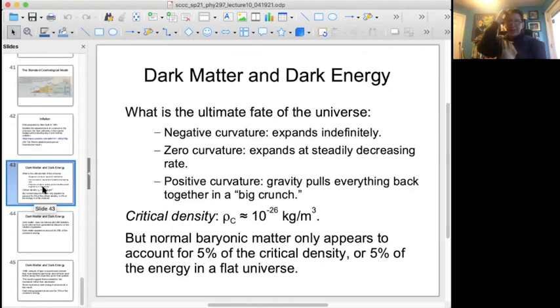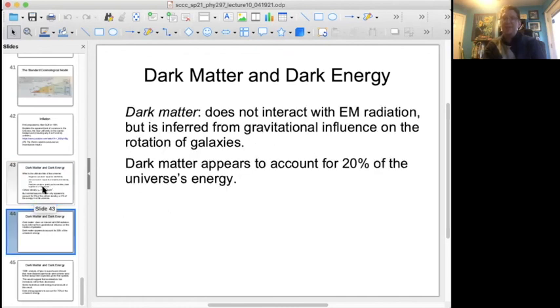So the critical density of the universe is 10 to the negative 26 kilograms per cubic meter. If the density of the universe is greater than that, you have positive curvature. If it's less than that, you have negative curvature. And if it's exactly the right value, you'll have zero curvature. However, normal baryonic matter only appears to account for 5% of the critical density, or 5% of the energy in a flat universe. So where's the missing mass, or where's the missing energy?